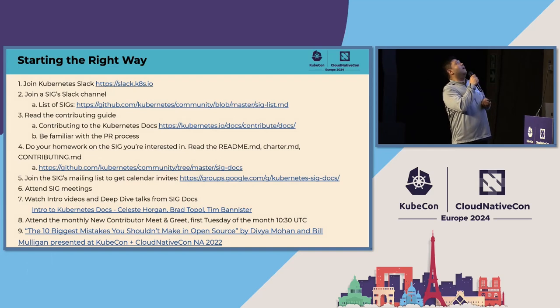So there's many reasons. So I want to go over some reasons on how to start the right way. First thing is to join the Kubernetes Slack. So we all communicate async in Slack. Second one is join the SIG Slack channel. There's many SIGs out there, but this is for SIG Docs. So please join the SIG Docs or SIG Security Slack channel if you're interested in security.